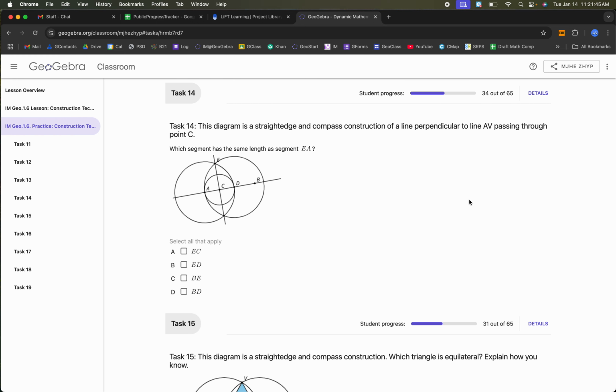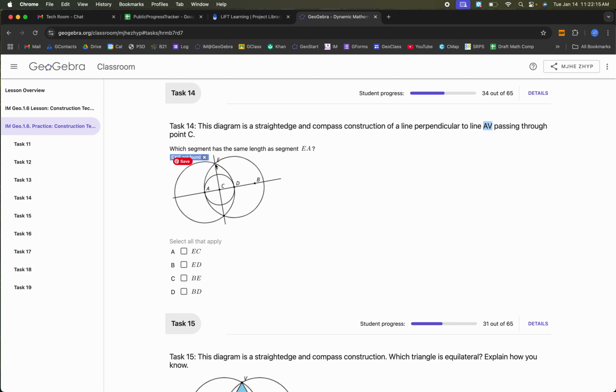Task 14. This diagram is a straight edge and compass construction of a line perpendicular to line AV. I think it should be AB, not AV, right? Somebody made a typo, because if you look at a keyboard, V is next to B. It should be AB, passing through point C. So there's point C. Which segment has the same length as segment EA?